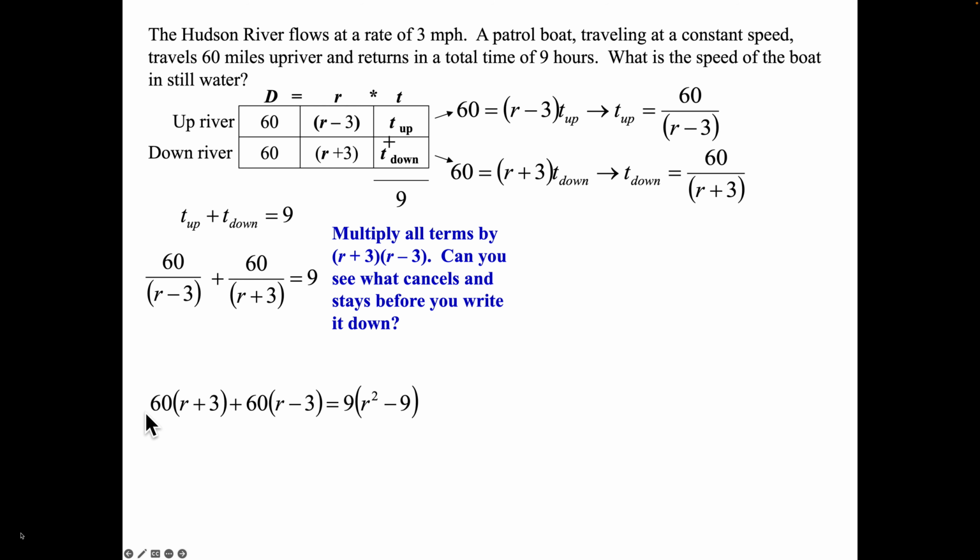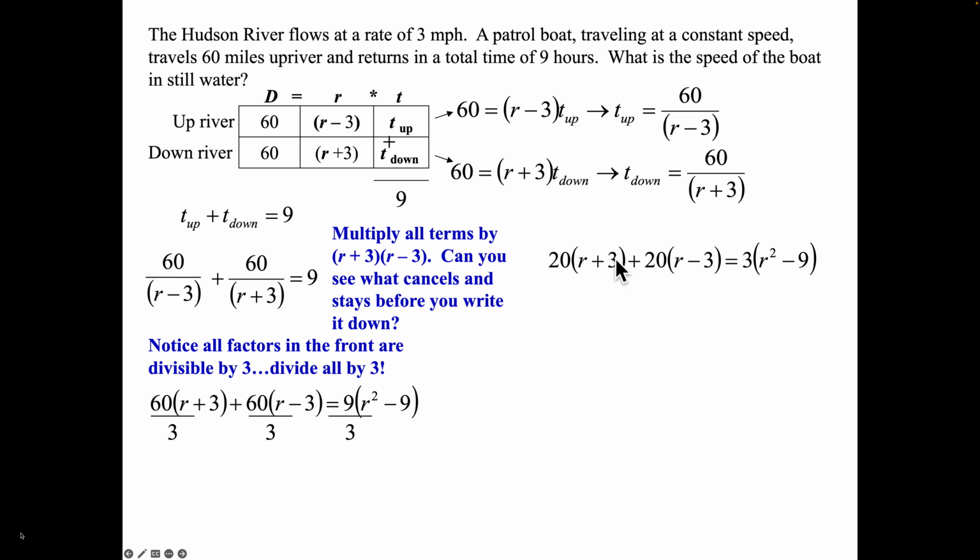Again, I want to make numbers smaller. I notice that 9, 60, and 60 are all divisible by 3, so I'm going to make numbers smaller. Again, this is optional. You don't have to do it. It gives me 20 times r plus 3 plus 20 times r minus 3 equals 3 times r squared minus 9. Now, we set this equal to 0, but we have to distribute.